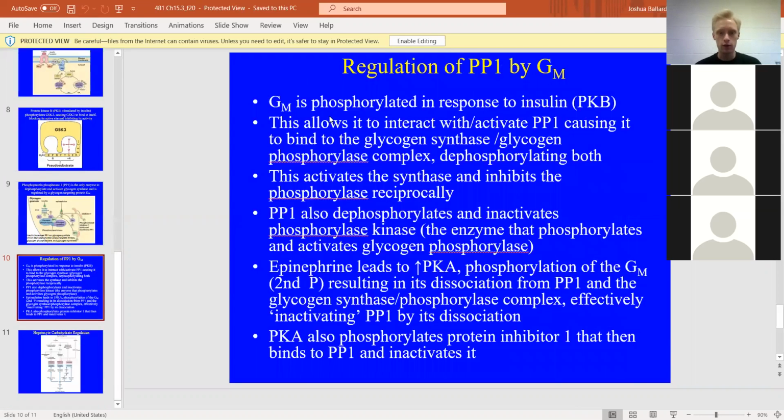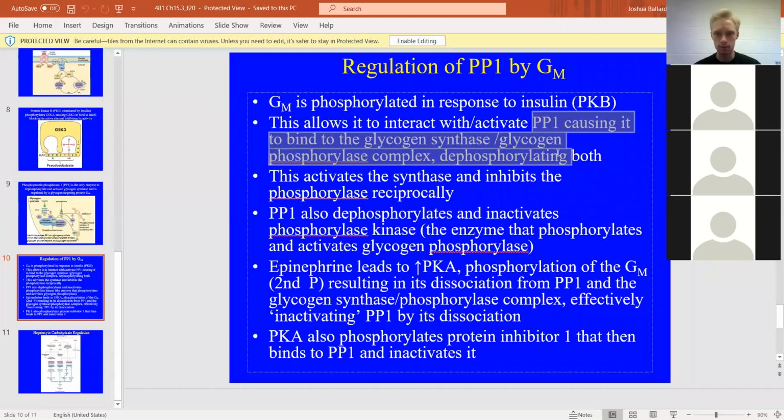And so when we go back here, GM is phosphorylated in response to insulin, through PKB. And so this allows it to interact with and activate PP1, which causes it to bind. PP1, like we're saying, dephosphorylates things. And like how we talked about before, it activates the synthase by dephosphorylation.